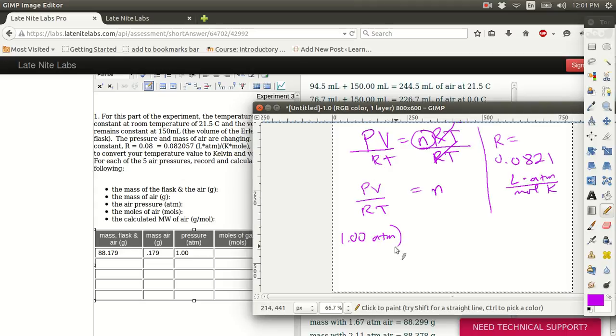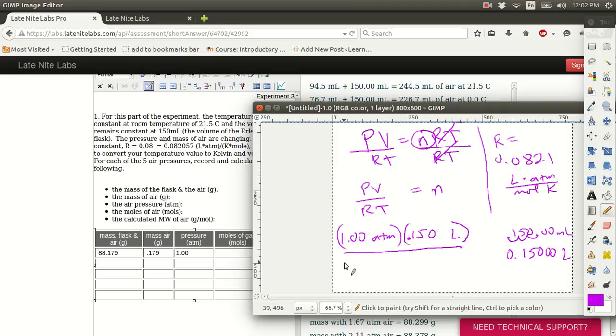Now I'm plugging in the numbers. The volume is always the same for us in this experiment. It was 150.00 milliliters, but you must convert it to liters. So 150.00 milliliters in liters is moving the decimal place to the left three times, 1, 2, 3. That's 0.15000 liters. Okay? I'll just abbreviate that to 0.150 since there are other numbers in this calculation which only have three significant figures. So everything is going to have just three significant figures.